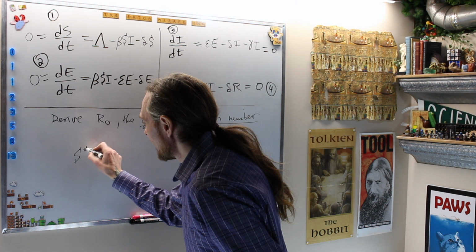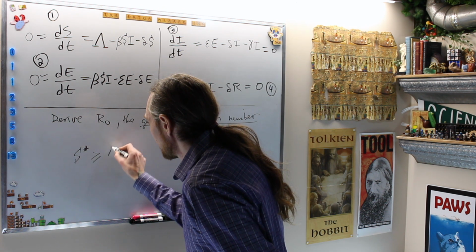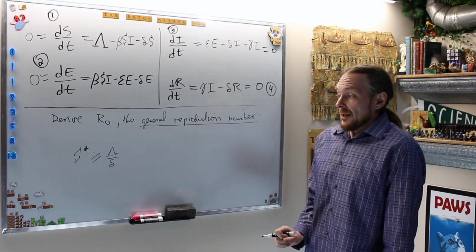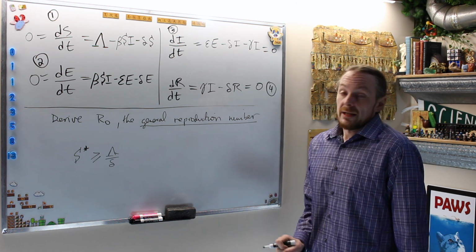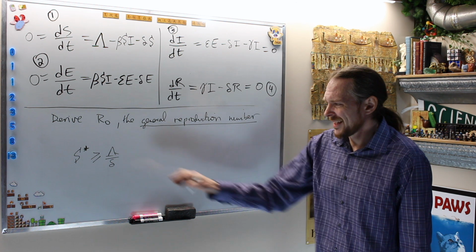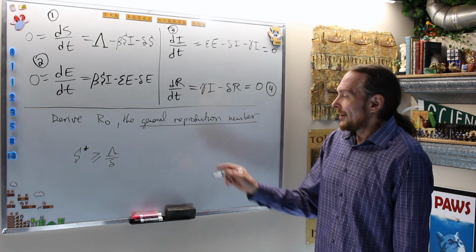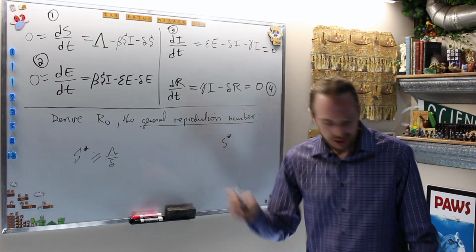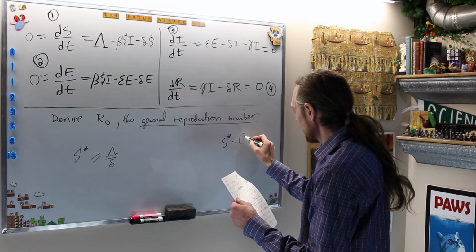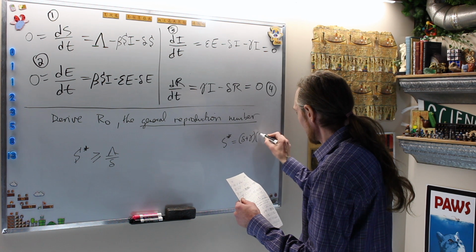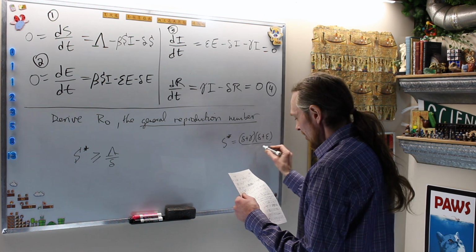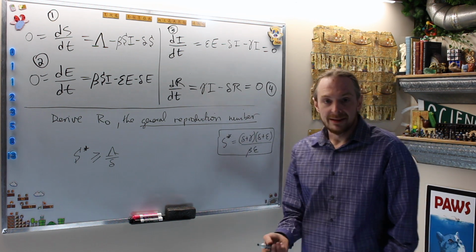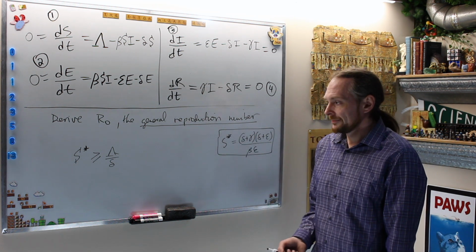At an equilibrium, we want the susceptible population to be larger than or equal to lambda over delta, which is again essentially the birth rate over the death rate. But I just erased it, so let me cheat. S star we did find was delta plus gamma, delta plus epsilon over beta epsilon. We did that in the last stage. We found the endemic equilibrium.